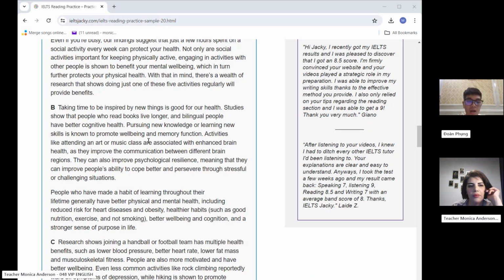Psychological resilience, meaning that they can improve people's ability to cope. Okay. And people who have made a habit of learning throughout their lifetime generally have better physical and mental health, including reduced risk of heart diseases and obesity, healthier habits such as good nutrition, exercise, and not smoking, better well-being and cognition, and a stronger sense of purpose in life.